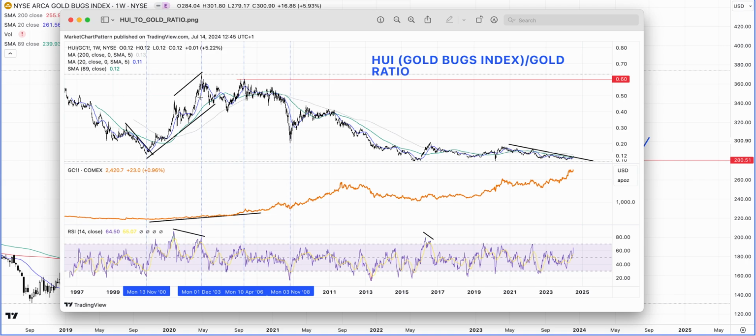In fact, I believe what it is indicating is that there was a lot more activity coming in the actual miners than the underlying commodity itself, in terms of the acceleration or the speed at which the underlying commodity was rising in comparison to the actual miners. That is why we see this upward move in this curve right here.